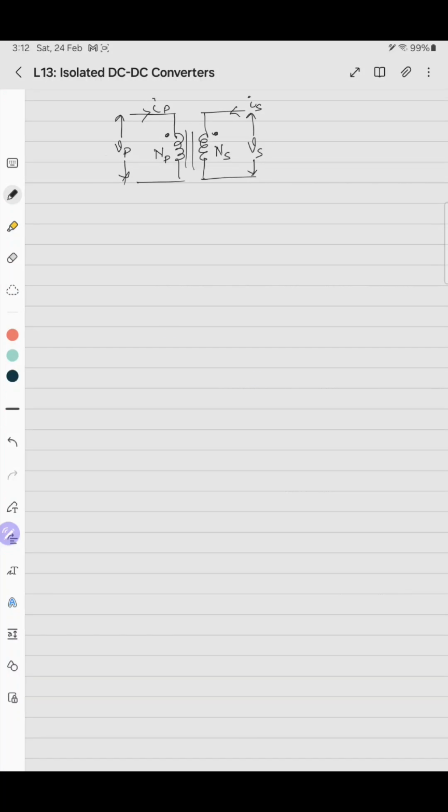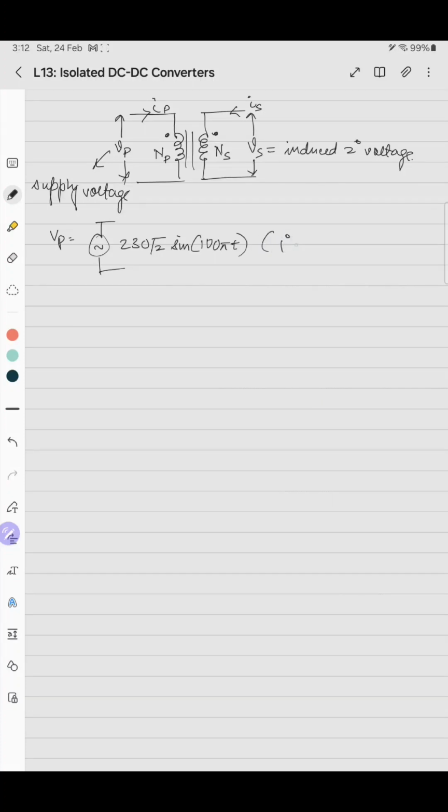Say Vs is the induced secondary voltage, and Vp is the supply voltage. So Vp is an AC voltage. It can be a single phase or a three phase supply. So 230 root 2 into sine of omega t, where omega is 2 pi f, that is 100 pi t. This is the primary supply voltage for a single phase supply.